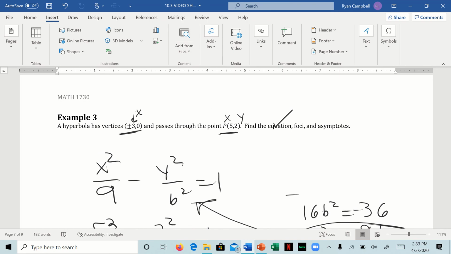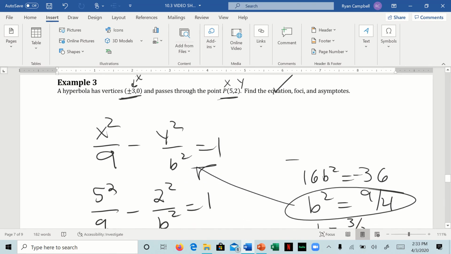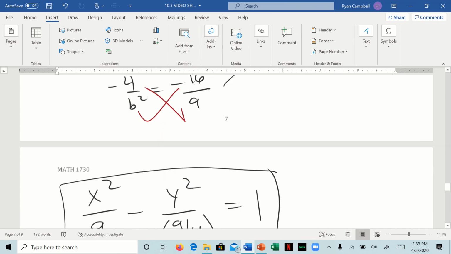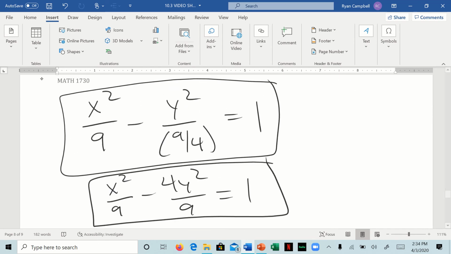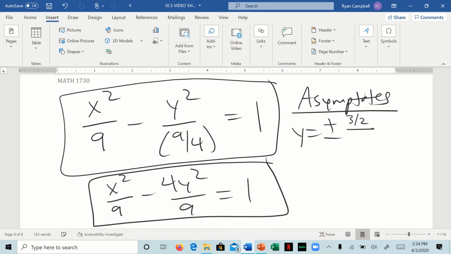Good. Now let's find the foci and the asymptotes. Well, the asymptotes should be pretty easy, right? Remember, it is what is under y over what is under x. So y equals plus or minus b, which we said was 3/2, over, in this case, a. What's under x? 3. So to simplify, we see that the asymptotes are plus or minus 1/2 x.